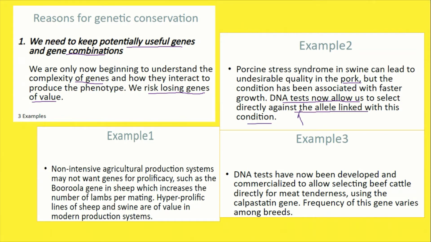So using whatever genetic information that is already there, we can do some of these selections against undesirable traits. Of course, DNA tests have now been developed and commercialized to allow us to select, for example, beef cattle directly for meat tenderness. Remember we talked about how you can actually select breeds just for meat. Using the calpastatin gene, the frequency of this gene varies among breeds. So you can see that we are able to keep potentially useful genes, and even those that are not useful, we are able to eliminate them, like in the case of porcine.